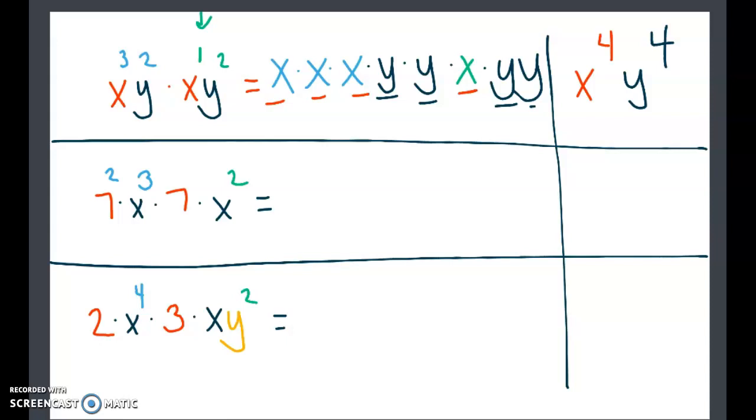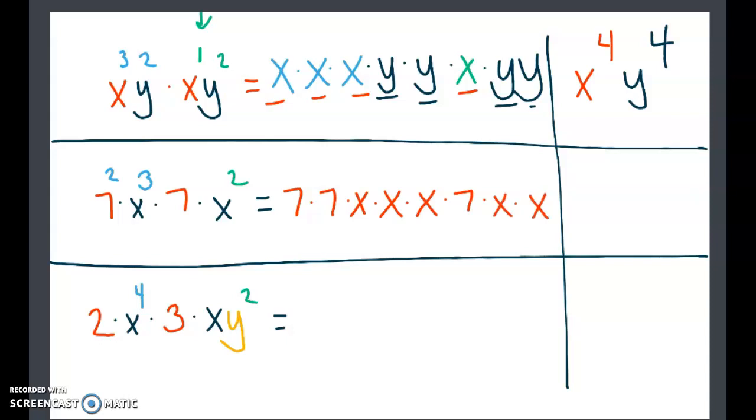Okay, for the next example, we have 2 copies of 7 being multiplied by each other. And then we have 3 copies of x being multiplied by each other. Another copy of 7, because there's no exponent. And then 2 copies of x being multiplied with that as well.